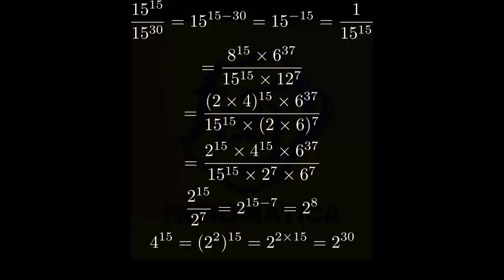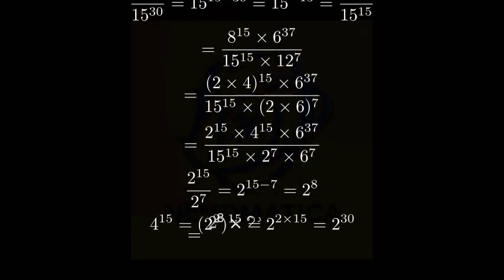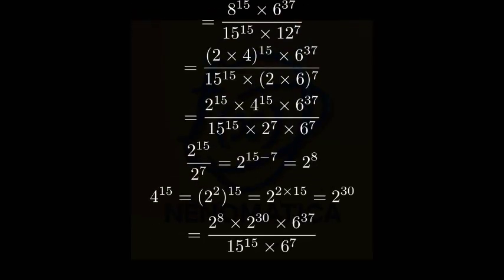Also, 4 to the power of 15 can be rewritten as 2 to the power of 30, since 4 equals 2 squared, and 4 to the power of 15 equals 2 squared to the power of 15, which is 2 to the power of 30. Our expression now becomes 2 to the power of 8 times 2 to the power of 30 times 6 to the power of 37, all over 15 to the power of 15 times 6 to the power of 7.